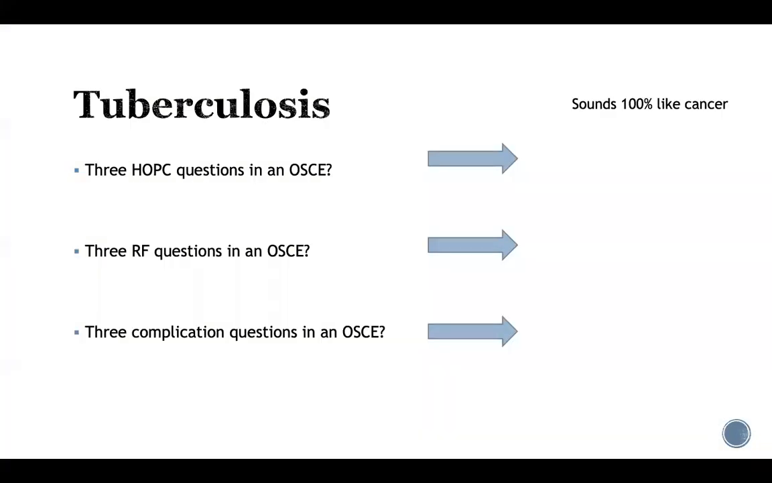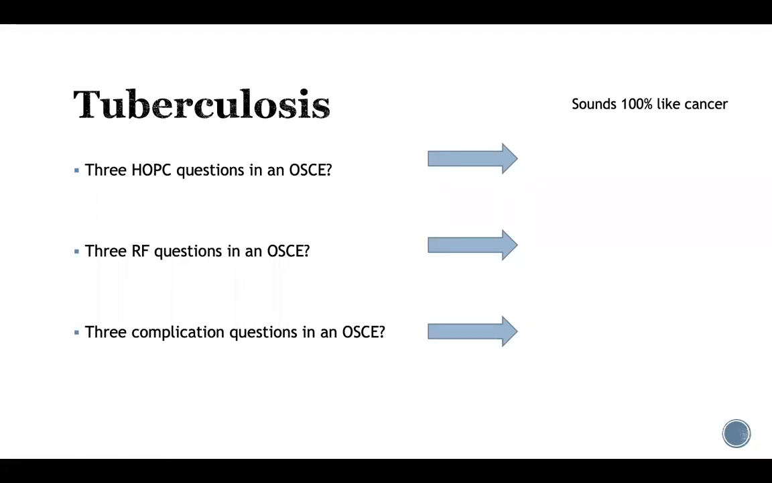The point is though, tuberculosis can sound 100% like cancer because they get loss of weight, fevers, chills, night sweats, hemoptysis. So what you want to know is their risk factors, and if they've had a TB vaccine and if they're IVDU. And then complications, you can be really smart and ask about those.